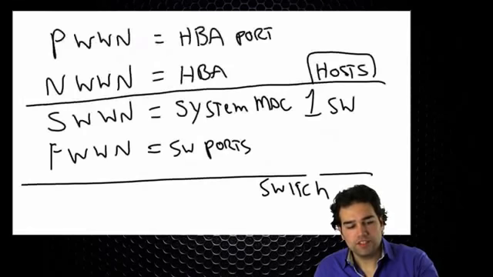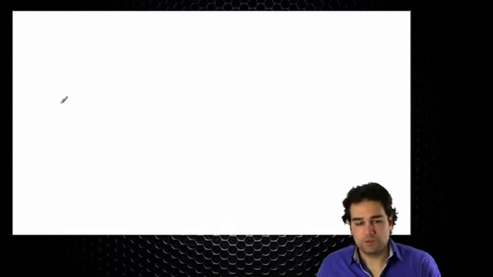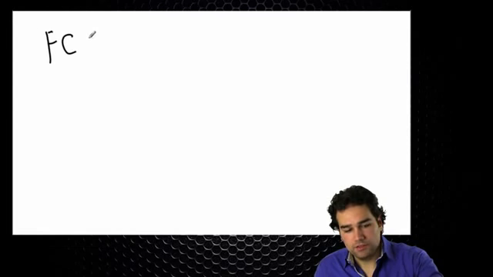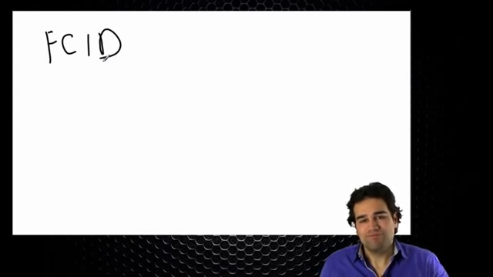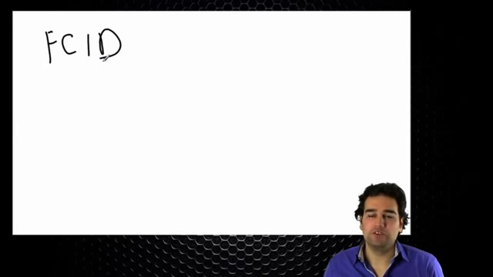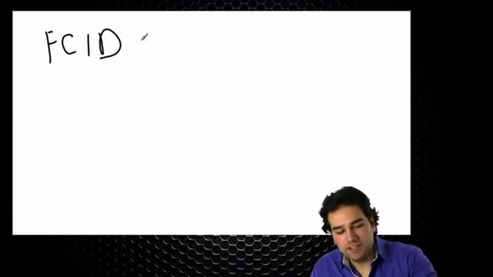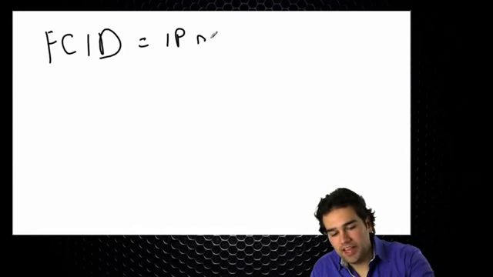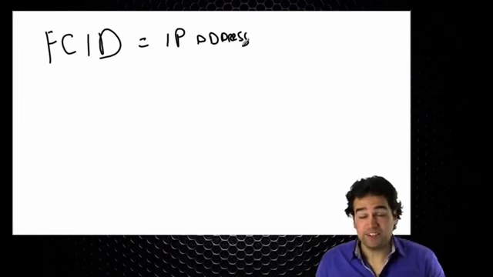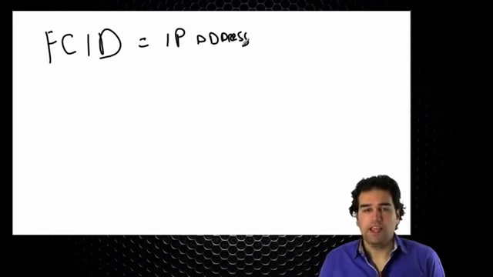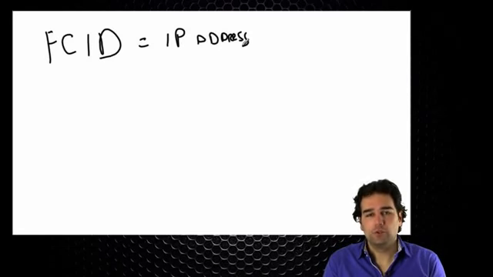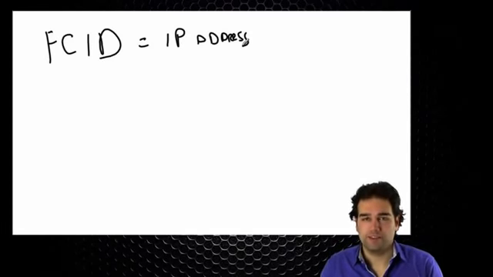Then, what is the actual addressing in Fibre Channel? Actual addresses in Fibre Channel are called Fibre Channel IDs. So the name is kind of confusing because the worldwide names are used for identifying, and the FCID is the actual IP address, as you can call them. So my actual address, the actual address that I assign to a host to be able to forward packets.